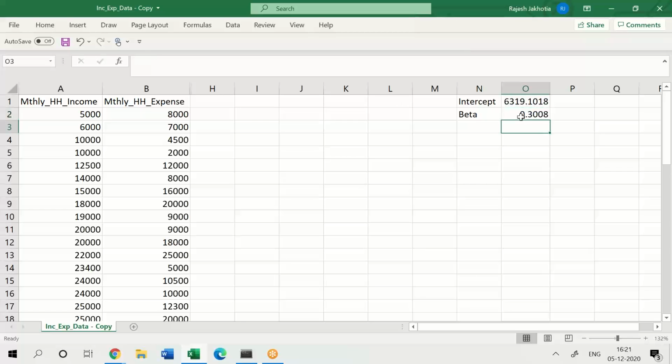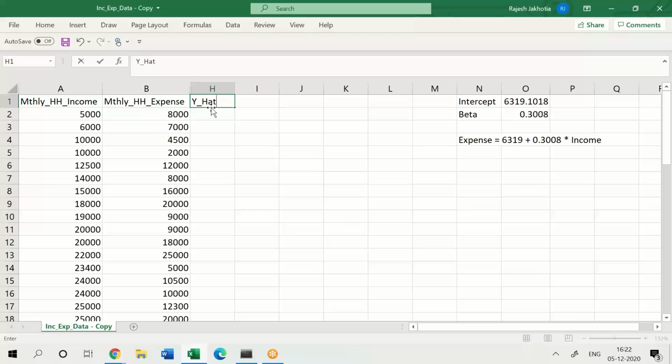What it means is the equation is expense equals intercept plus, that is, intercept is 619, so let me put 619 rounded off, plus 0.3008 times income. This is the equation of monthly household expense with income. If this is the equation, I can compute, that is predict, the expense. Given income is available, I can predict that, and the predicted value is always denoted by y cap or y hat.